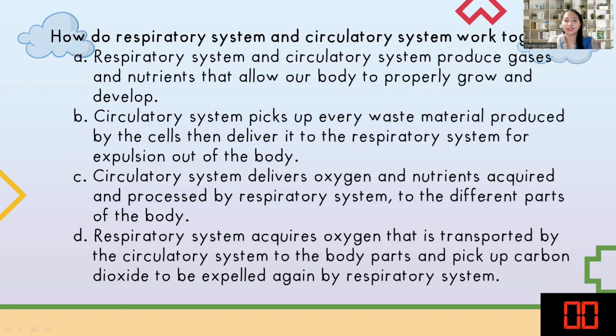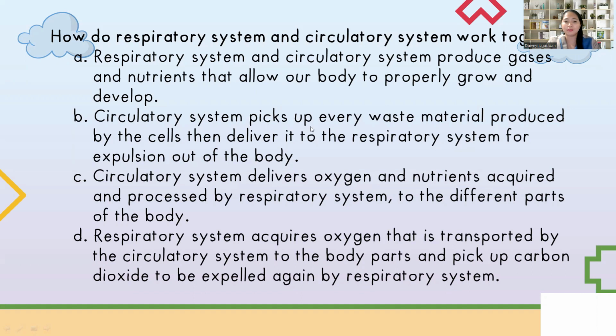Okay, let us try to analyze each of the options below. A, respiratory system and circulatory system produce gas and nutrients. Of course, nutrients are not produced, okay? That allow our body to properly grow and develop. The nutrients that we get from the food that we eat is being processed by your digestive system. So there is something wrong with option letter A.